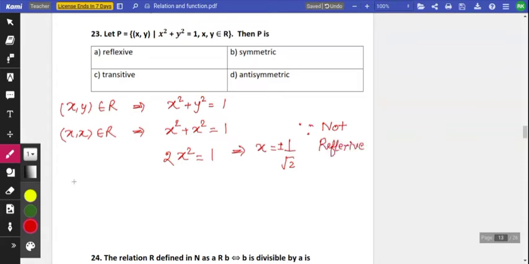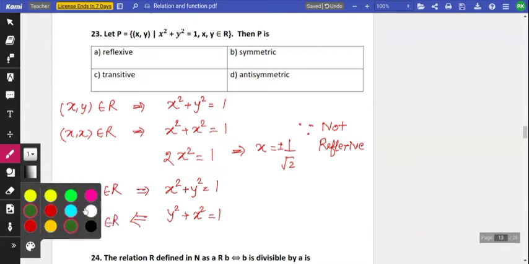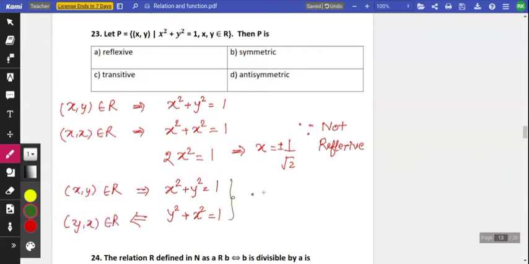For the given relation to be symmetric, if (x,y) belongs to relation R, it means x square plus y square is equal to 1. We can also write it as y square plus x square is equal to 1. We can write it as (y,x) belongs to relation R. So the given relation is symmetric because (x,y) belongs to relation R and (y,x) belongs to relation R. So we get answer B.